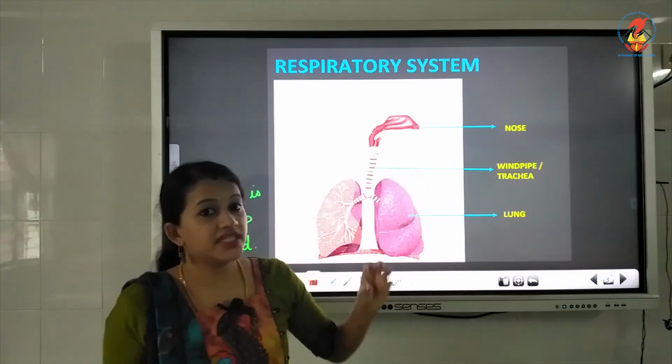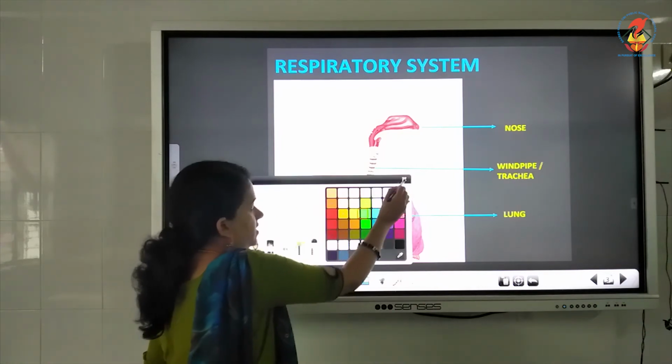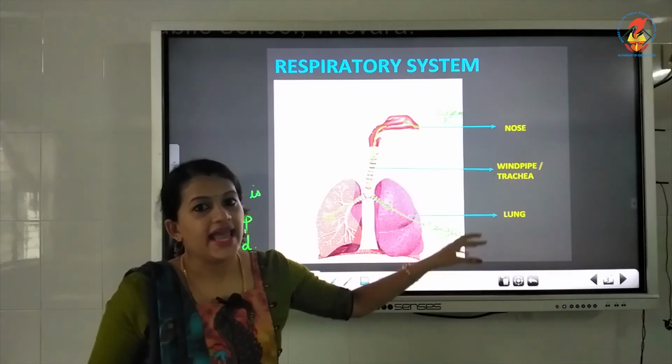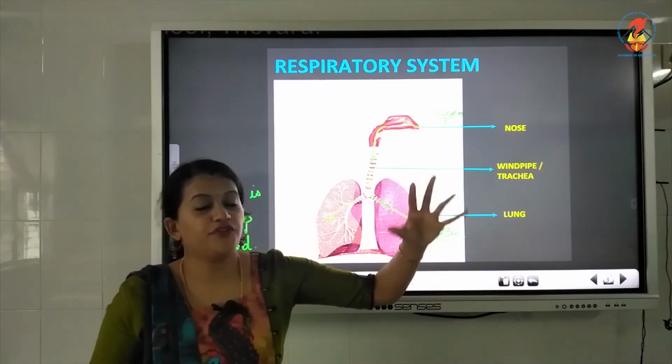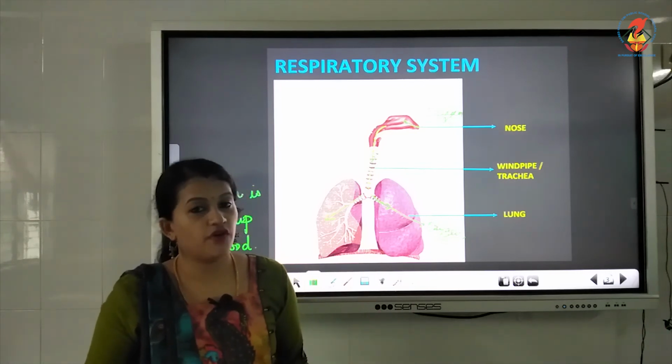Okay, and how does that air travel? The air that is rich in oxygen is traveling through the nose, then to the windpipe and then it reaches both of the lungs. Okay, oxygen. And this oxygen is taken up by the blood and the blood will take it to different parts of our body, that means to different cells of our body.